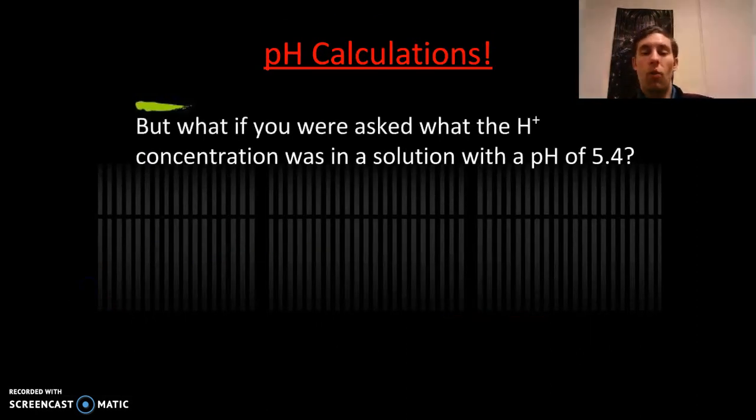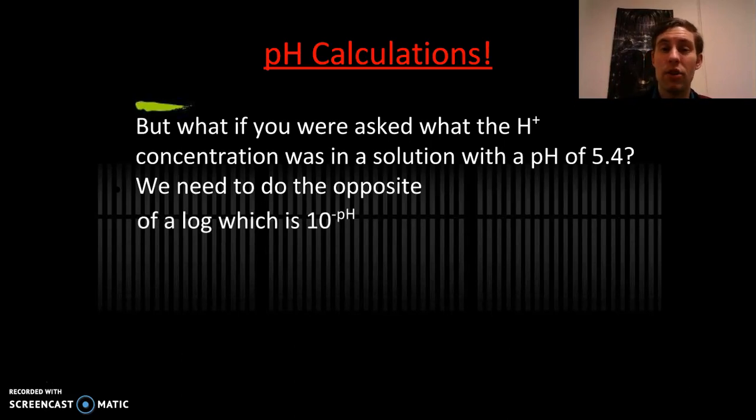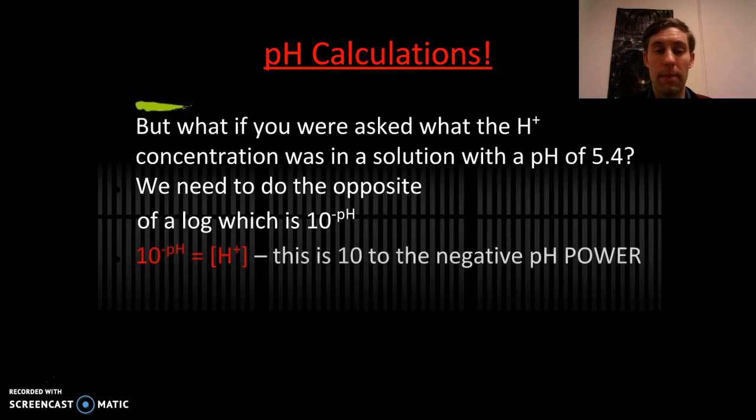Below, you're asked what the H plus concentration was in the solution when you already have the pH. So now we already know the pH, and we don't know the H plus concentration. It's like going backwards. Now we can't use the negative log, because that only goes one way. We have to do the opposite. What's the opposite of a log? And don't tell me a tree, that's not what I mean. The opposite of a log is taking 10 to the negative pH. So 10 to the negative pH will get you the H plus concentration.